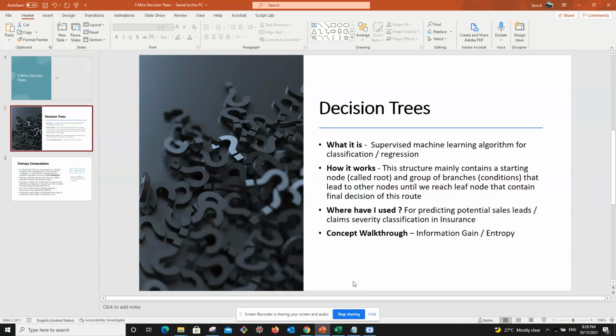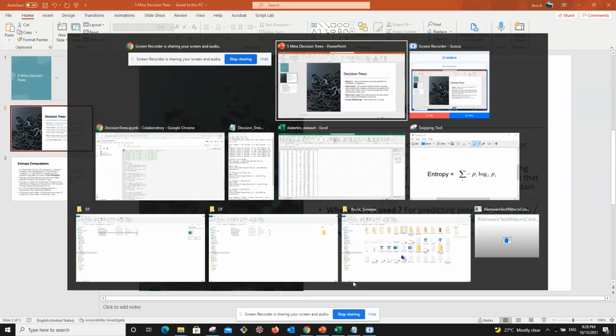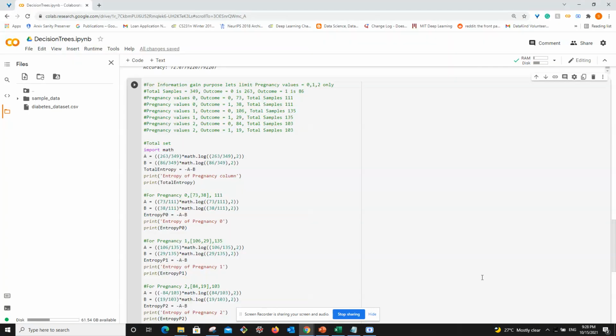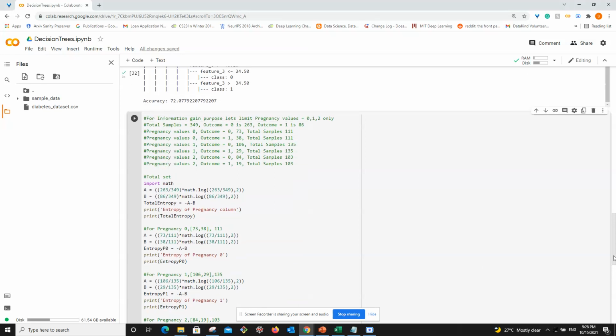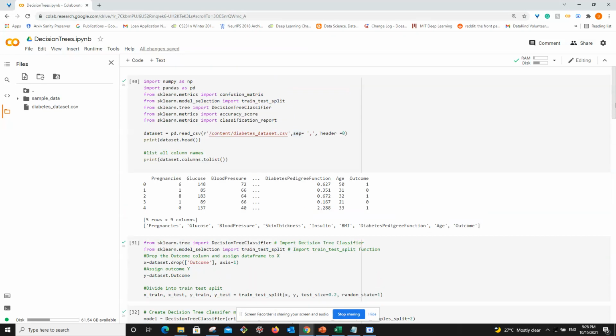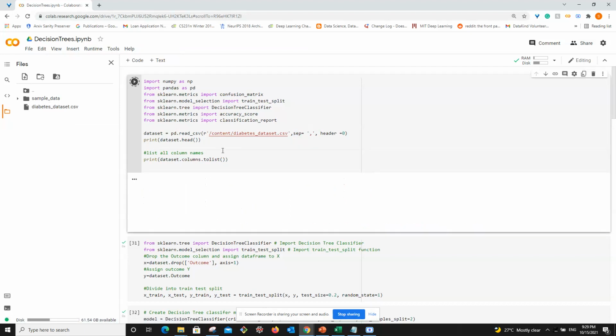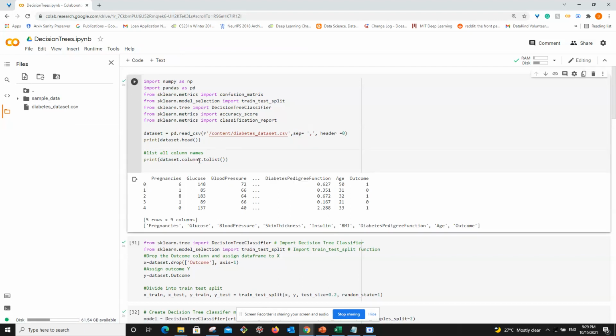Let's look at a piece of code. Here, as you see, I've taken a diabetes data set. I'm importing some of the standard scikit libraries, and I'm importing the decision tree classifier. I've uploaded the data set to my Colab, and with dataset.columns.tolist we see these are the columns.